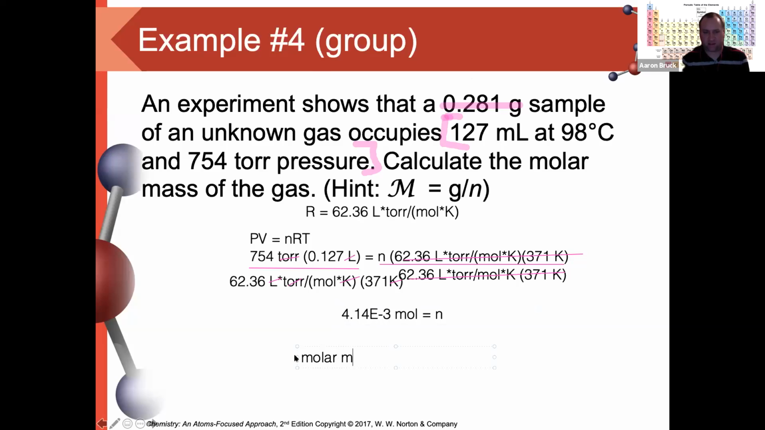To find the molar mass, I need the grams and the moles. My grams was 0.281 grams. My moles was 4.14 times 10 to the negative third moles. If I do that, 0.281 divided by 4.14 times 10 to the negative third, I get 67.9 grams per mole.